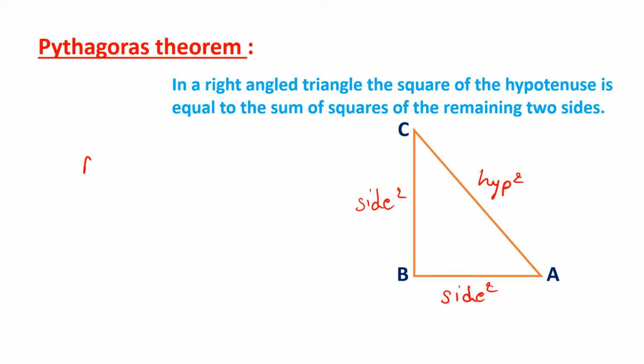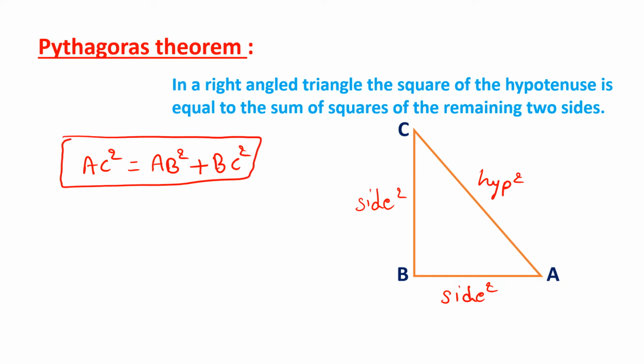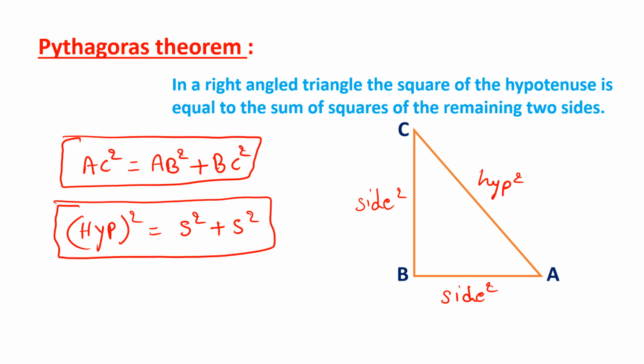We write it as AC square equals AB square plus BC square. We also write it as hypotenuse square equals side square plus side square. Right. So this is Pythagoras theorem. This is very important to find the values of the ratios. Okay, children, I hope you all understood. So by using these formulas and this concept, we will start the exercise.